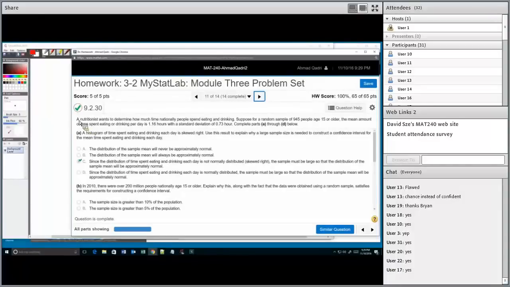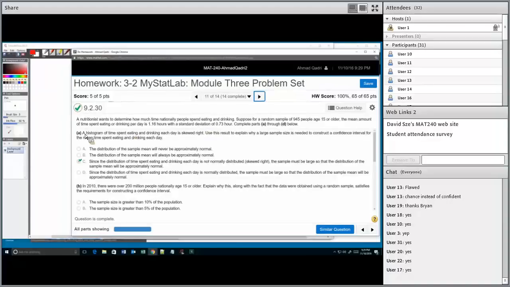All right. Now let's look at problem 11. A nutritionist wants to determine how much time nationally people spend eating and drinking. Suppose a random sample of 945 people age 15 or older. The mean amount of time spent is 1.16. Standard deviation is 0.73. I'll show you why they actually gave you standard deviation.